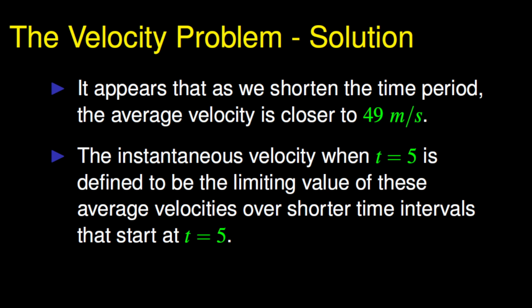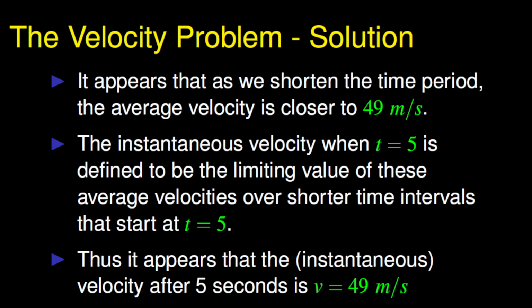The instantaneous velocity when t equals 5 is defined to be the limiting value of these average velocities over shorter and shorter time periods that start at t equals 5. Consequently, it appears that the instantaneous velocity after 5 seconds is v equals 49 meters per second. On this, we end this lecture.